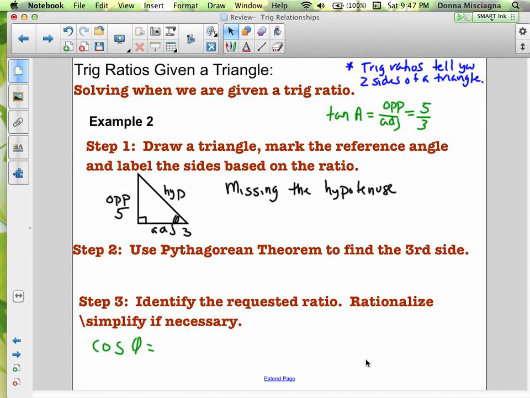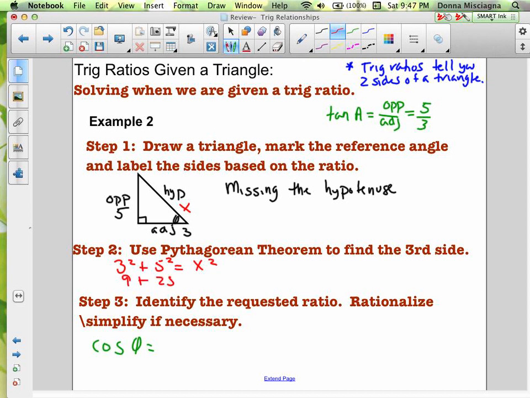We're missing the hypotenuse. Let's use the Pythagorean theorem to find it. So we have 3 squared plus 5 squared. Our hypotenuse now is the unknown, equals x squared. So that's 9 plus 25 equals x squared. We only want the principal root, so 34 equals x squared. Square root of 34 equals x. That does not simplify because it's 2 times 17, and both of those are prime numbers, and they don't match.